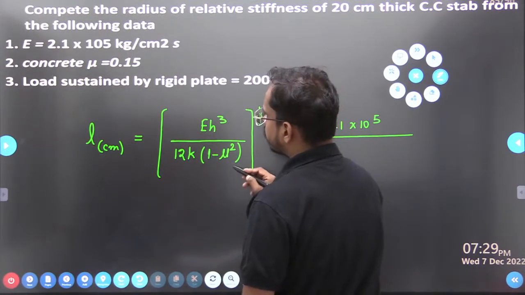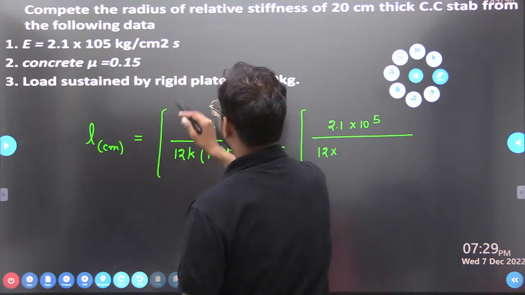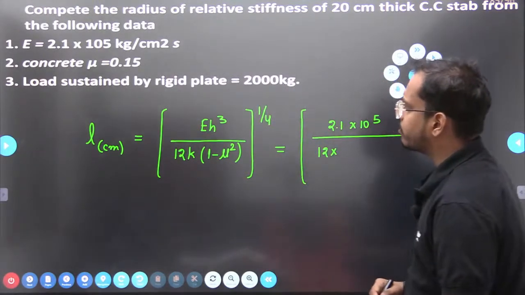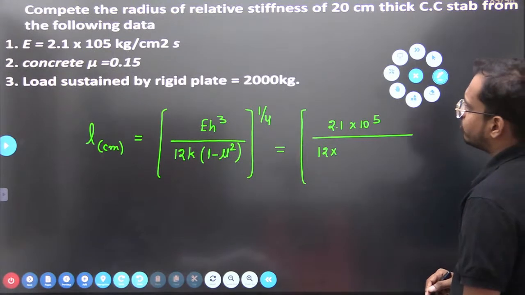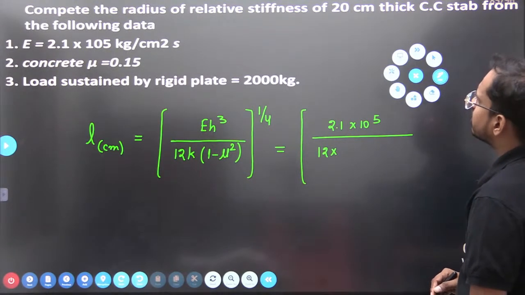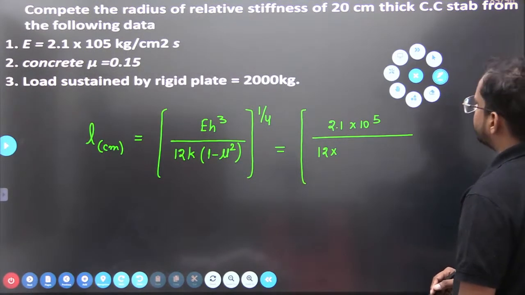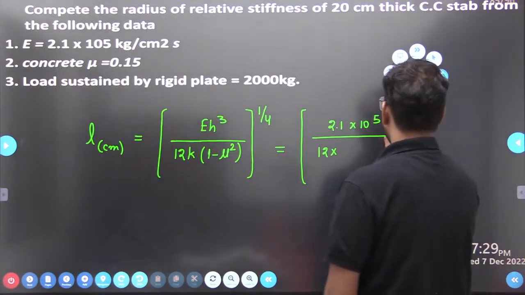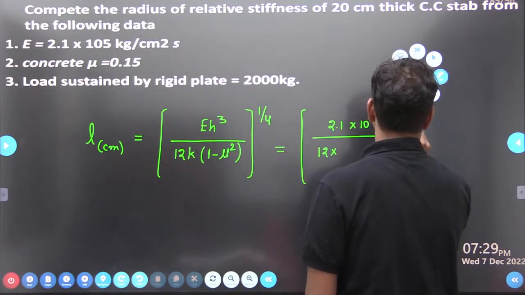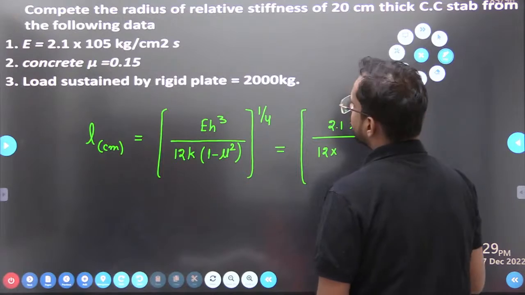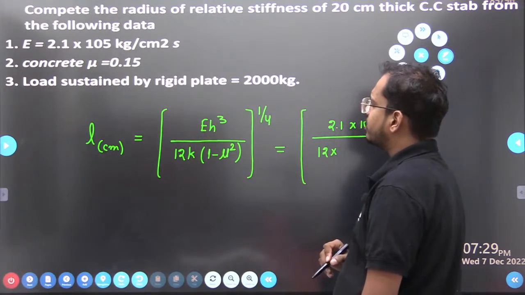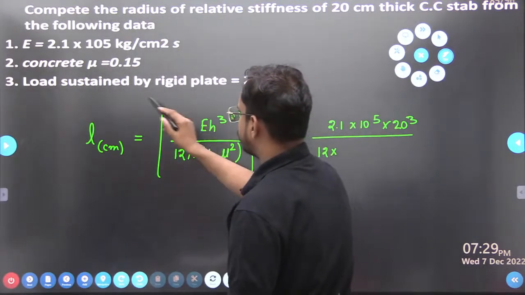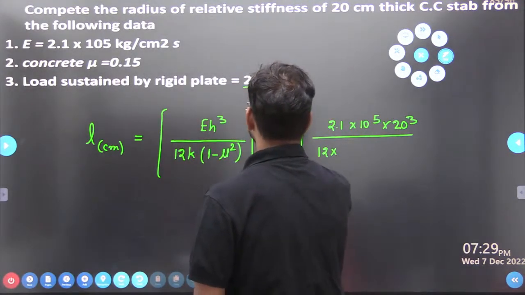The value of K is load sustained by rigid plate. K is the modulus of subgrade reaction. So what is the radius of relative stiffness of 20 centimeter thick plate? So Eh cube, h that means 20 centimeter, is already given. So this is 20 cube dividing by 12k(1 minus mu square). So K I think is not given. Actual load sustained by rigid plate is 2000 kg.